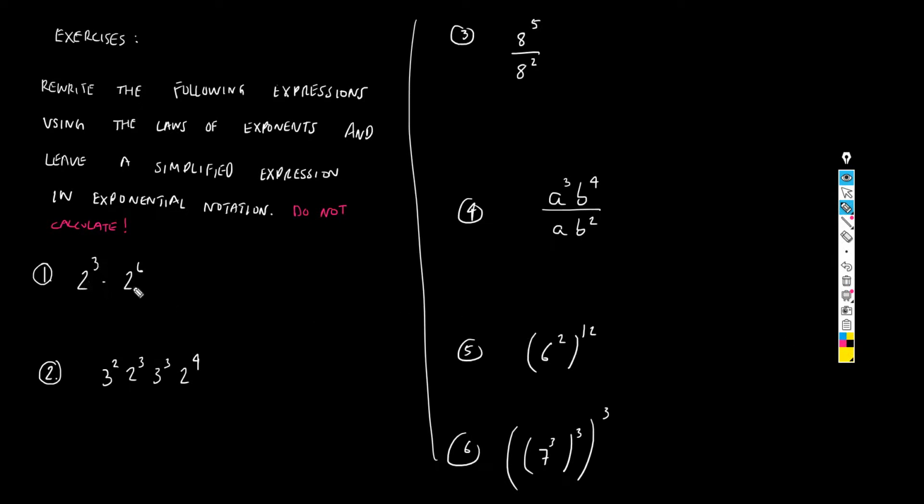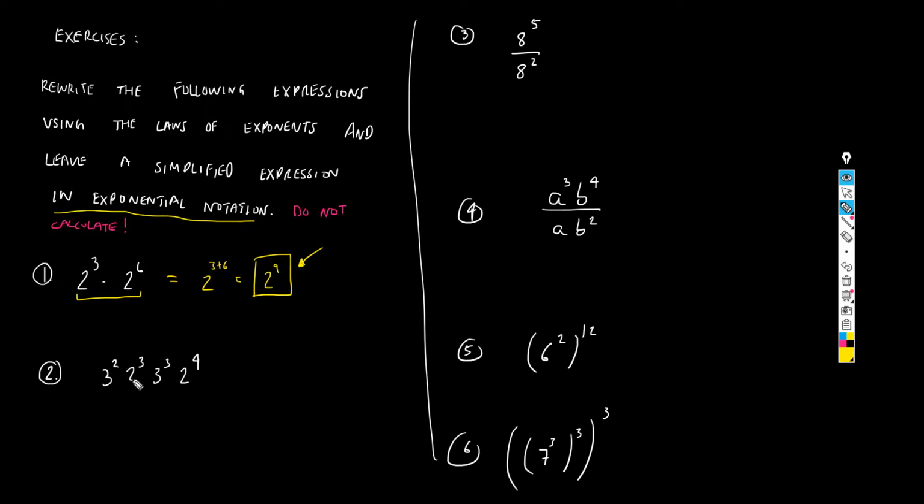We have 2 to the 3 times 2 to the 6, and according to the first law, we can express this as 2 to the 3 plus 6, which is going to be equal to 2 to the 9. That's all I want you to do: just simplify the original expression and leave the simplified version in exponential notation. I don't want you to calculate this. I don't want you to find how much is 2 to the 9. We're just going to keep this answer.